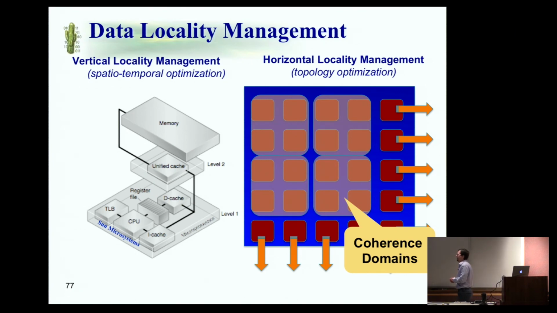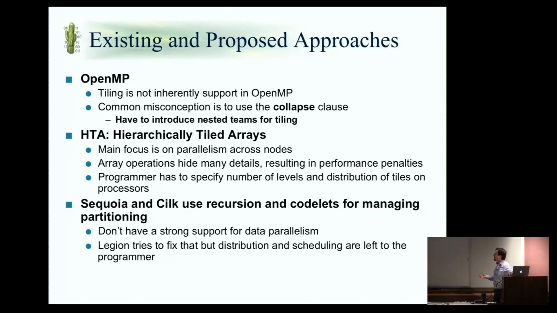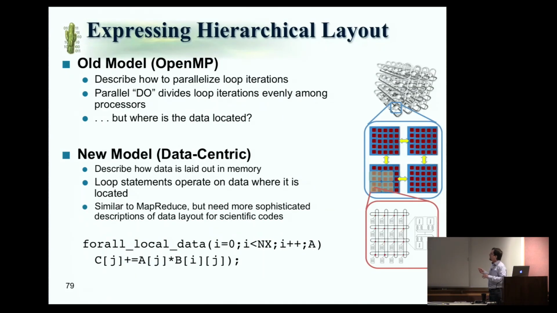This is a different manner of complexity than we've had to deal with in the past, and all of our programming environments today specify parallelism in the iteration space. That is, you divide the work up evenly, but you provide no description of the topology of the chip or the topology of your problem. So our old model, for example, with OpenMP is, I describe how to parallelize loop iterations by having a parallel do that says, divide all these iterations up equally amongst the processors in this chip, and the magic of cache coherence will pull all the data to the correct location.